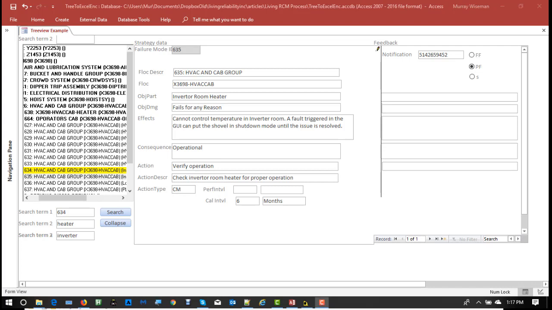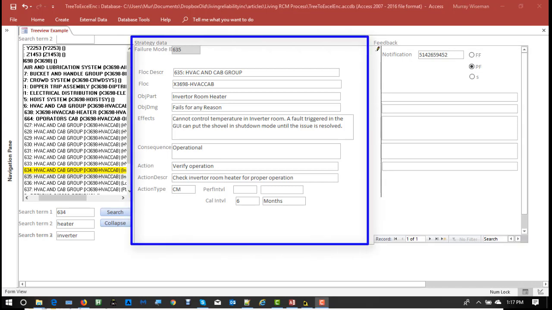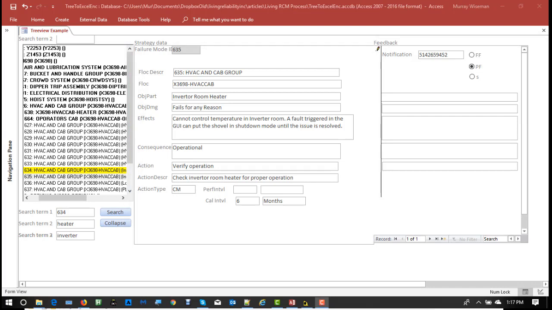Continuous update of the maintenance strategy itself may be routinely accomplished by considering a technician's on-the-spot observations. Text input areas in the feedback pane adjacent to each text box in the strategy pane encourage the technician to suggest changes or additions to any of the strategic information, such as object part, object damage, effects, consequences, and mitigation, in the light of his actual observations.